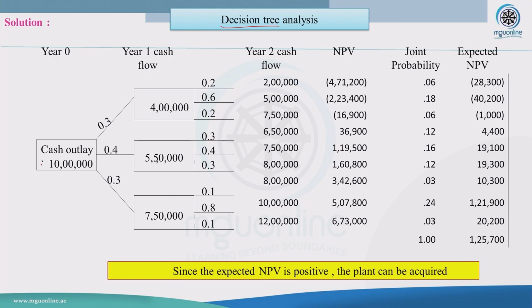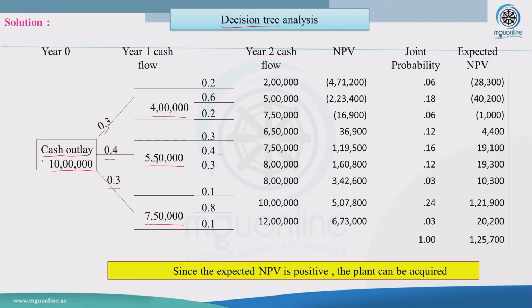First of all, we should show the cash outlay of the project, that is the initial cost of the project, which will be 10 lakh. And the probability of cash flow in the first year is also given in the question. With probability 0.3, the cash flow will be 4 lakh. If the probability is 0.4, the cash flow will be 5 lakh 50,000, and with probability 0.3, the cash flow will be 7 lakh 50,000.